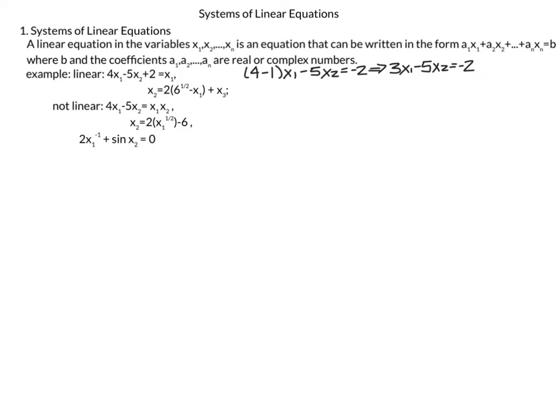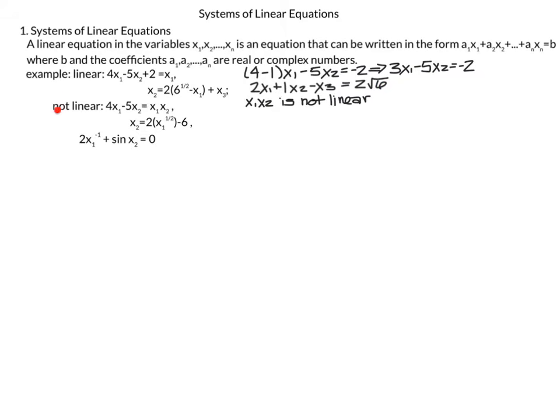Remember, the linear equation can be written in this form. It doesn't mean it presents itself in that form. I did the same for this second example. x2 equals 2 times square root of 6 minus x1 plus x3. So I rewrote that into the form of 2x1 plus 1x2 minus 1x3 equals 2 square root of 6.